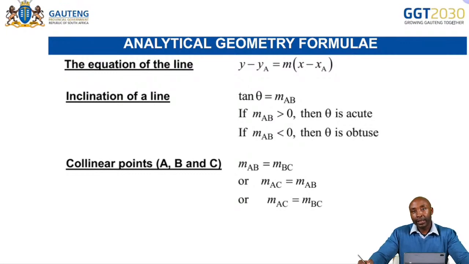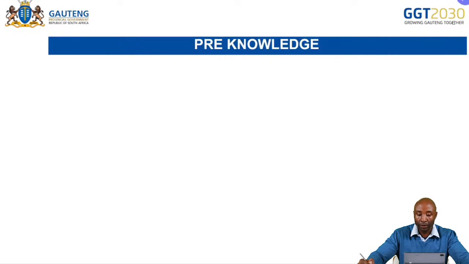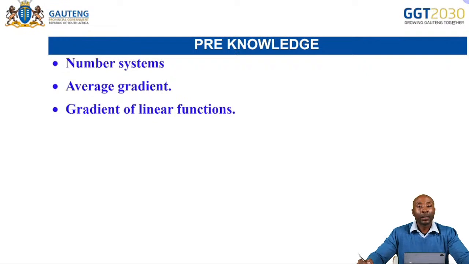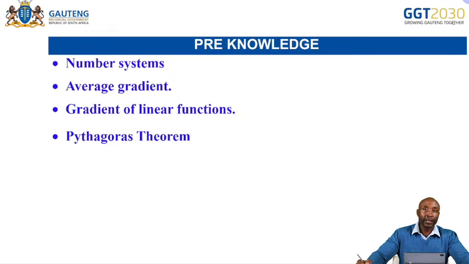We have another concept under analytical geometry, collinear points. These are points that lie on a straight line. The common characteristic that we have is that they will have the same gradient. Hence, we use gradient to determine collinear points. We know our number systems, our number line. We shall be using this a lot. The concept of average gradient, we know how to find average gradient between 2 points. We know gradient of linear functions. We did this in grade 10 as well as in grade 11.